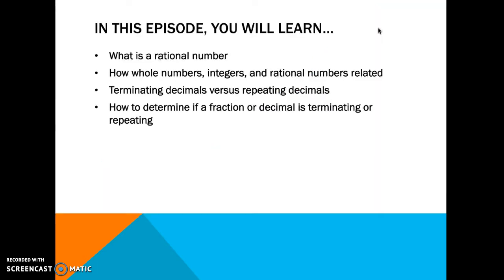What we're going to learn in this episode is we're going to talk about rational numbers. We're going to talk about what those actually are and how to determine if a number is a rational number. Then we're going to talk about how whole numbers, integers, and rational numbers are related. We've talked about whole numbers and integers in class, and now we're going to tie those in with rational numbers. Next, we're going to talk about terminating decimals versus repeating decimals, and then we're going to figure out how to know if something is a terminating or a repeating decimal.